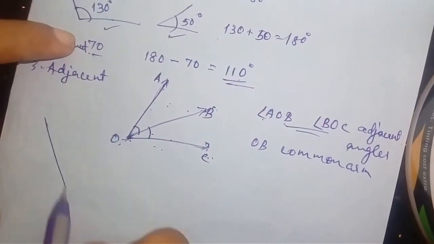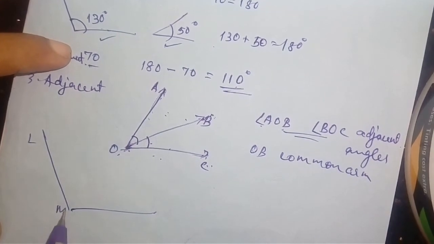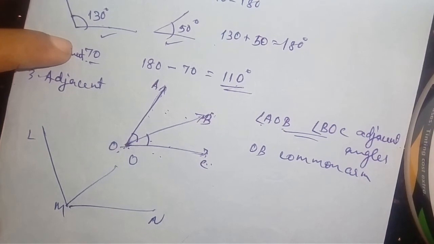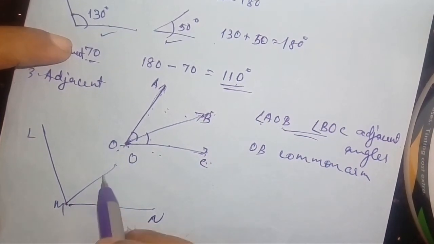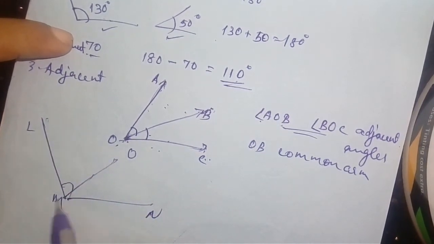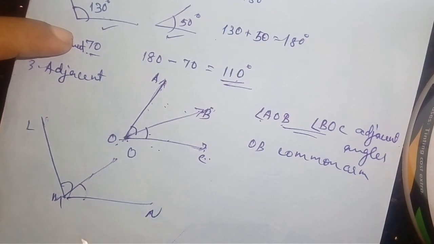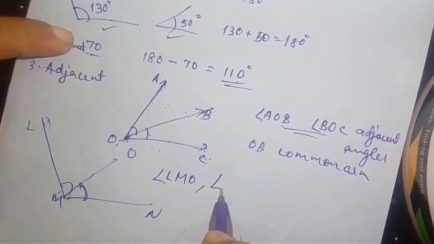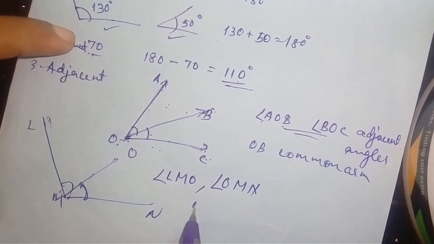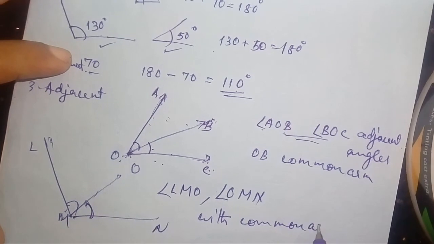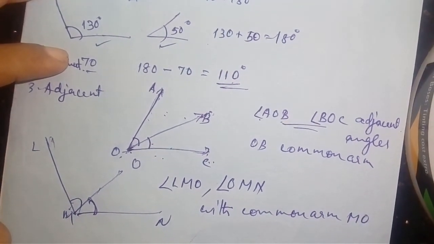Then another pair we can find. See, L, M, N, then O. Which is the common arm? MO is the common arm for both the angles, angle LMO and angle OMN. So these are the adjacent angles, angle LMO and angle OMN, with common arm OM or MO.